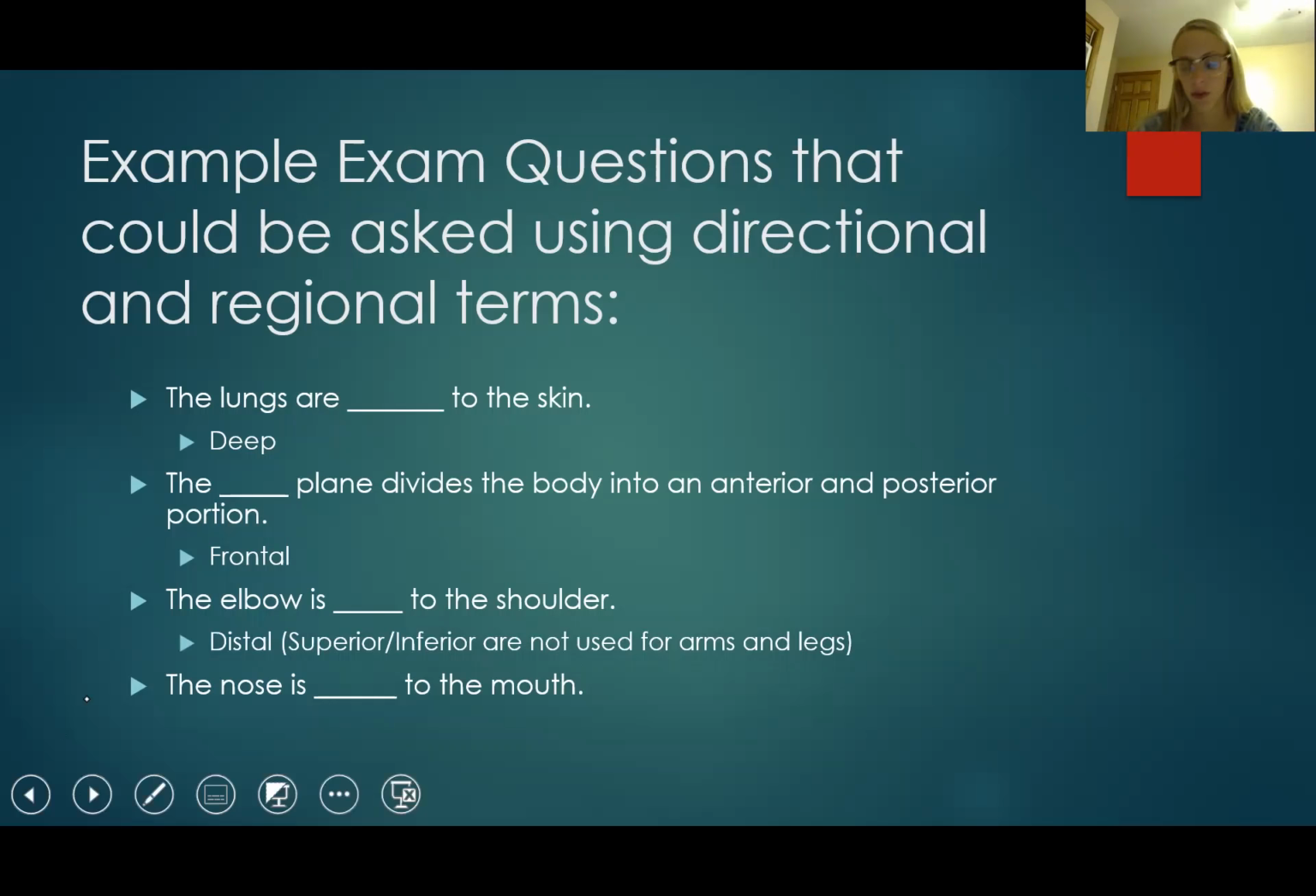Now, the final one: the nose is blank to the mouth. Nose, mouth. Do we use distal and proximal, superficial and inferior? Well, we just said distal and proximal are not used for the face. This is not referring to arms and legs. It's referring to the nose and mouth. It's part of the face. So we can use superior and inferior, because, remember, distal and proximal are for the limbs. And that's just a technicality you have to memorize and practice with to make sure you familiarize yourself with it.